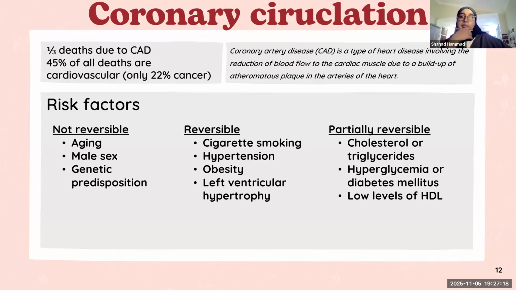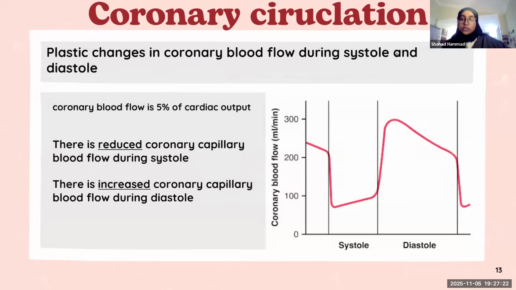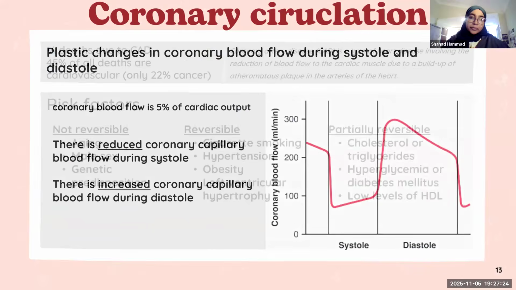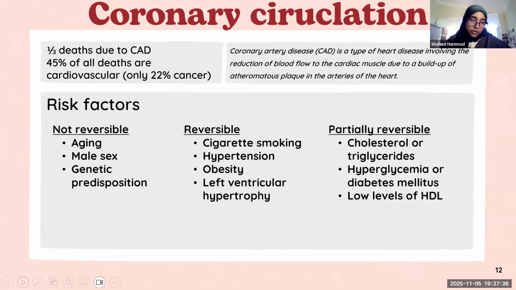And this is where we have something called coronary artery disease. This is a heart disease which involves the reduction in the blood flow because of a buildup of atherosclerotic plaque. What this means, I'll get to in a second, but essentially we have the coronary arteries supplying the heart, and in these cases, the coronary arteries will start having a buildup of substances.